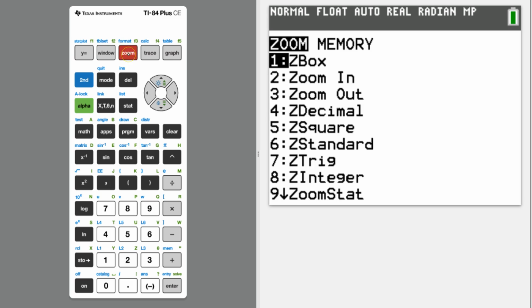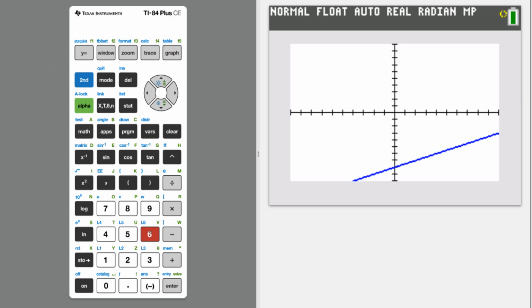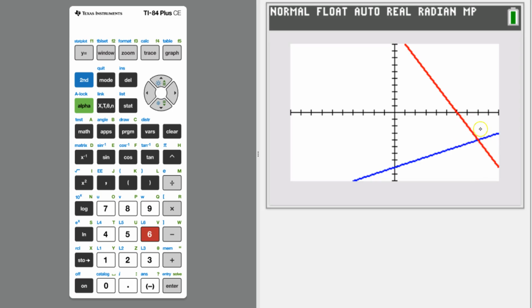Now we need to set good window dimensions, and you might try one of your preset window dimensions. If you go to zoom, you can try number 6, zoom standard, which shows you from negative 10 to 10 on both axes. That's a nice place to start, but if it's not sufficient, then you can change your window dimensions yourself. So negative 10 to 10 does show us enough to see the point of intersection of the lines.